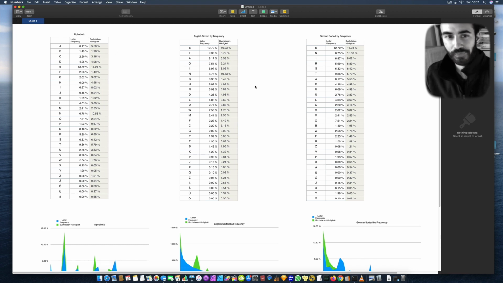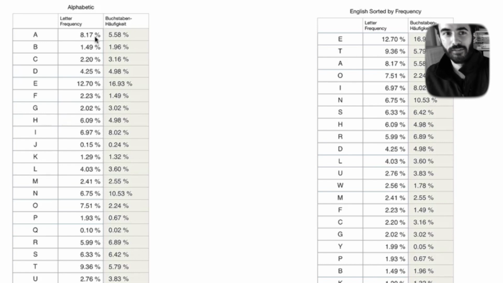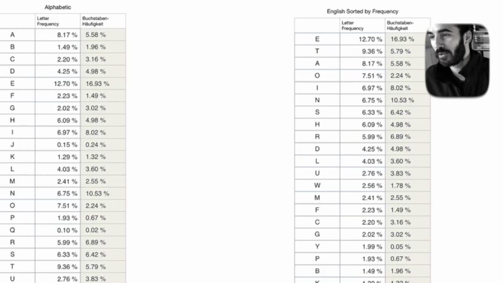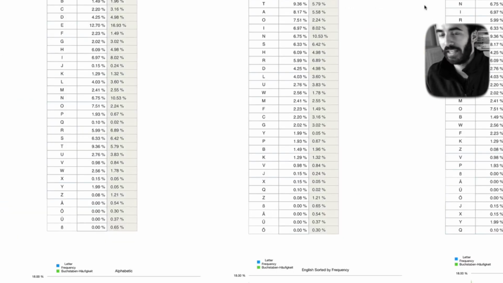First of all, if you sort it by frequency in both languages, E is the most frequent letter. E is 12.7% of all letters used in a text in English, and in German even more than that. Almost 17% of all the letters in any given book or text are going to be E.